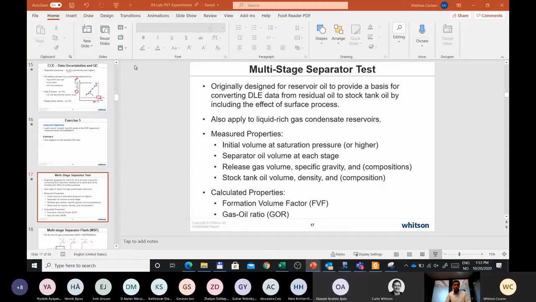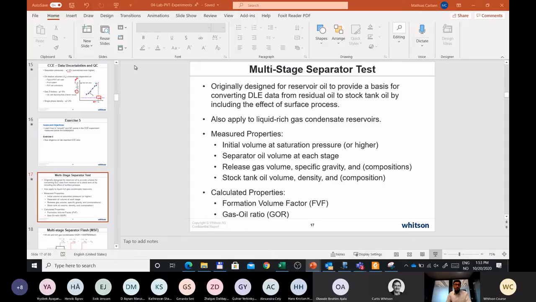But now people have started also doing the same experiment on the liquid-rich gas condensate reservoirs. And again, as I mentioned earlier, you have to be a bit careful when you are doing these experiments on condensate reservoirs. The reservoir fluid should be rich enough that it gives good enough separator oil volumes that can be measured accurately in the lab.